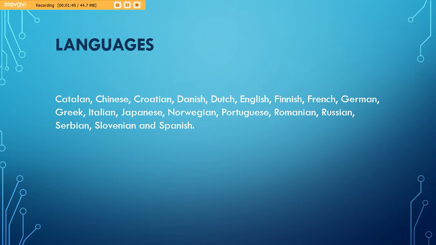ICPC is available in 19 languages: Catalan, Chinese, Croatian, Danish, Dutch, English, Finnish, French, German, Greek, Italian, Japanese, Norwegian, Portuguese, Romanian, Russian, Serbian, Slovenian, and Spanish.